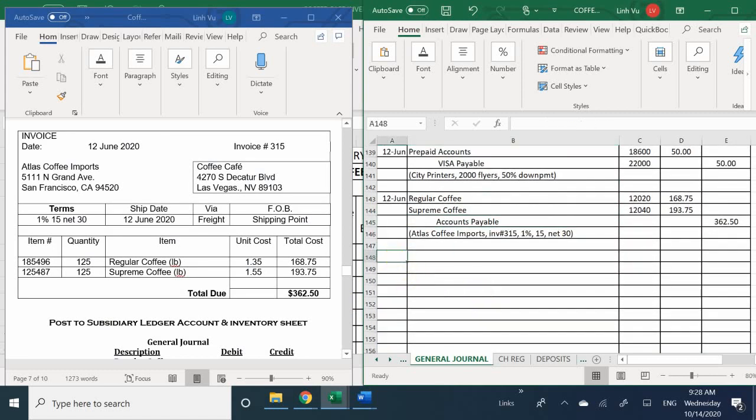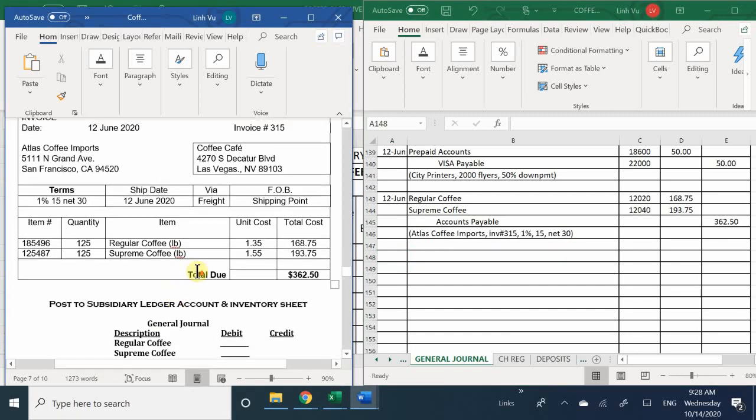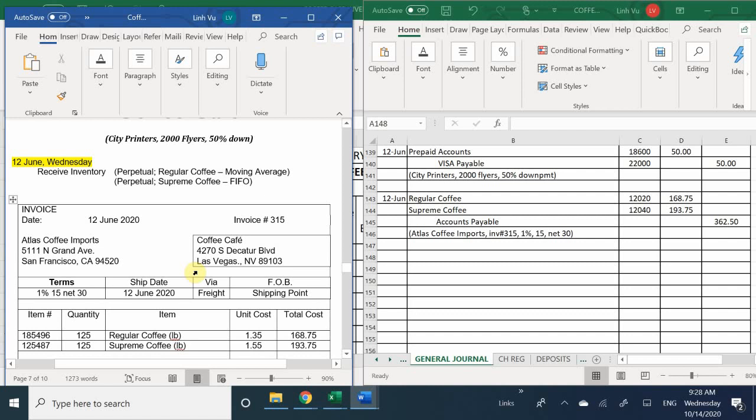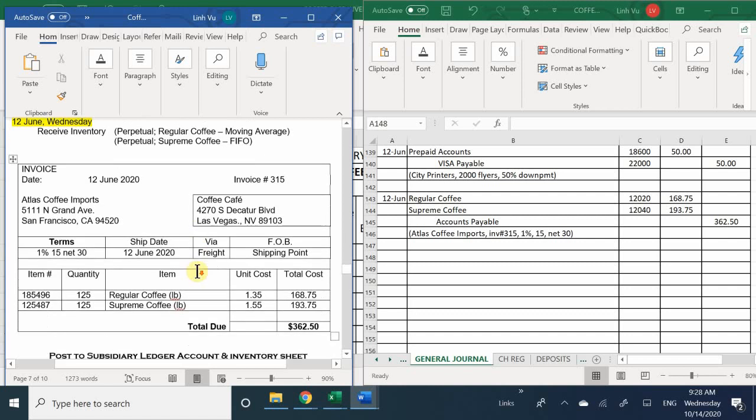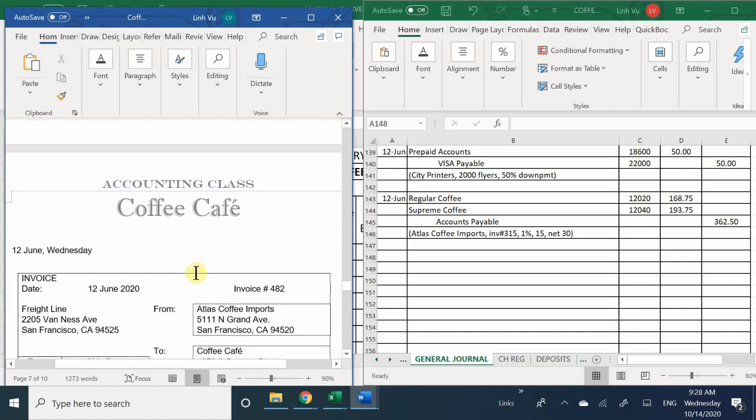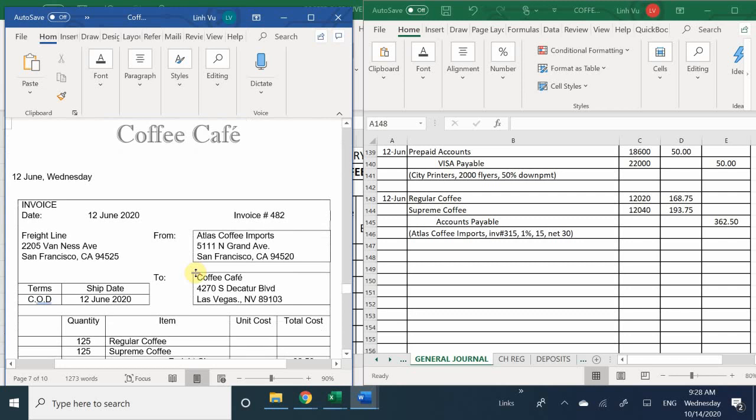No, ma'am. Okay. So now that we've completed our transaction for having our inventory, the next thing we're going to look at is the actual freight charge. Here it says this was shipped from Atlas Coffee Importers. They decided to use a third-party vendor, which is called Freightline, to send out our coffee to our store.